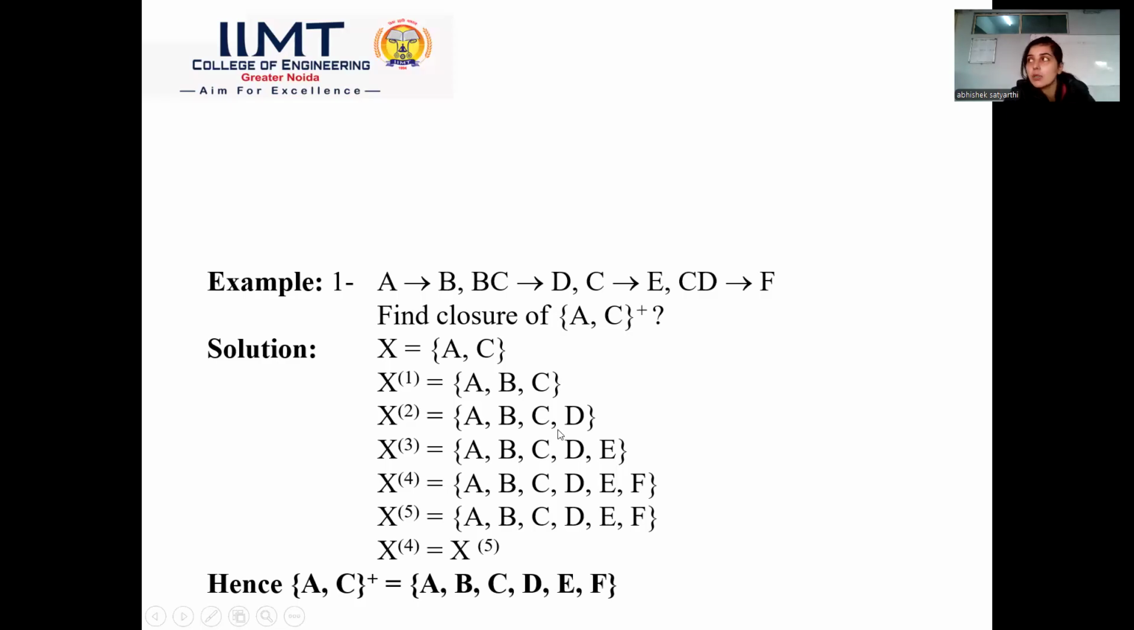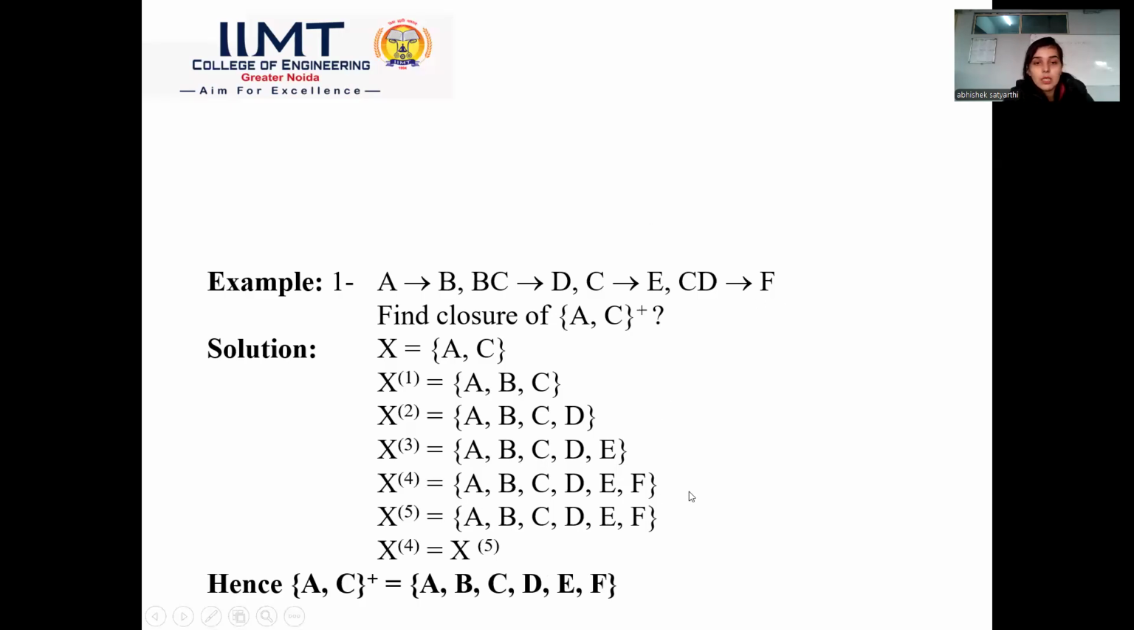What are the other new things we have to find? So from this, what do we get? We get from CD, sorry, we get C to E. So I just write A, B, C, D, and E. Then next, from A, B, C, D, and E, what are the other things we have to find from all these five? So from CD we find F here.